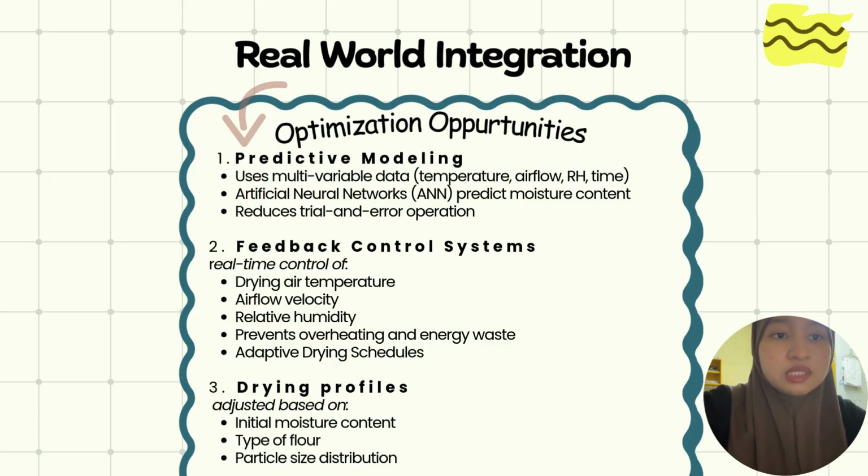Another important optimization strategy is the use of feedback control systems. These systems continuously monitor drying parameters and adjust air temperature, airflow rate, and humidity in real time. This ensures that drying conditions remain optimal throughout the process, preventing excessive heat input and unnecessary energy losses. Another one is adaptive drying schedules, which further enhance efficiency by customizing drying profiles according to the characteristics of the flour, such as its initial moisture content, type of flour, and particle size distribution. By applying different temperature or airflow stages, drying can be completed faster while minimizing quality degradation. As a result of these optimizing strategies, industries can achieve reduced energy consumption, shorter drying times, and more uniform and stable flour quality.